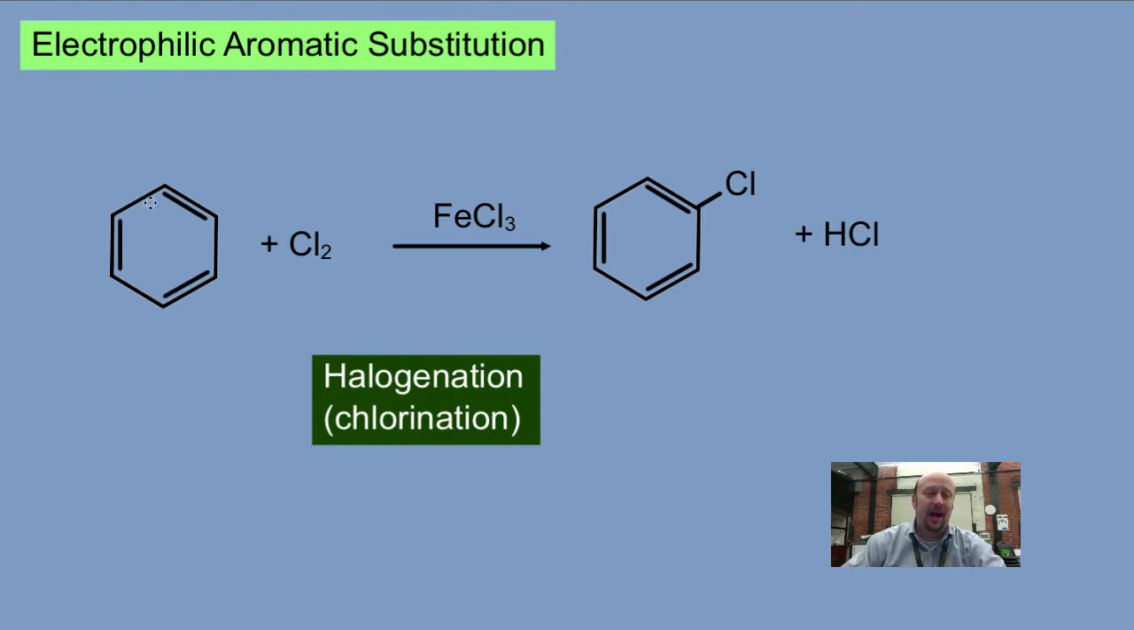So anyway, aromatic ring, we're going to add to it, in this case, chlorine. We're going to need a catalyst to make that happen, and you'll see why when we talk about the mechanism here in just a second. And we're going to put that chlorine on there.